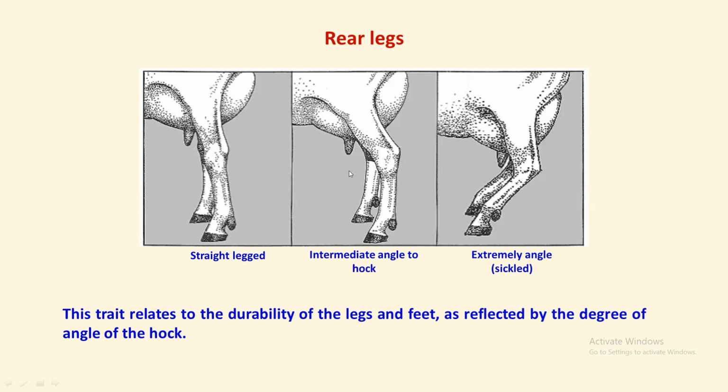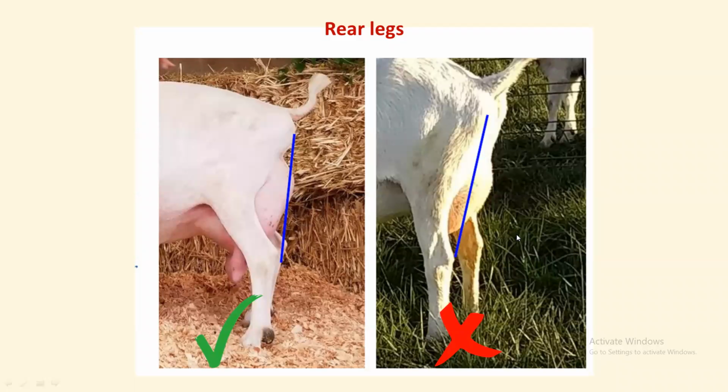So this trait relates to the durability of the legs and feet, and it is reflected by the degree of the angle of the hock. Okay, so the rear leg should have an intermediate angle to the hock. If you see the rear leg from the back and side, you see this. If it is forming this kind of angle from the pin bone to the hock, then you can select the animal. But the second animal is not showing that steep angle. If you draw a line from the pin bone to the hock, it is showing just a round curve. It is not showing any angle. So this kind of animal should not be selected.